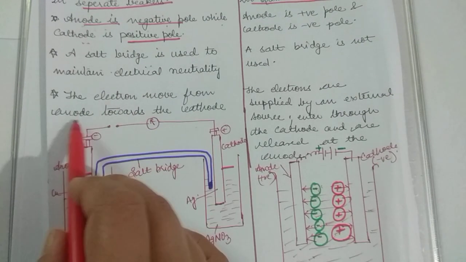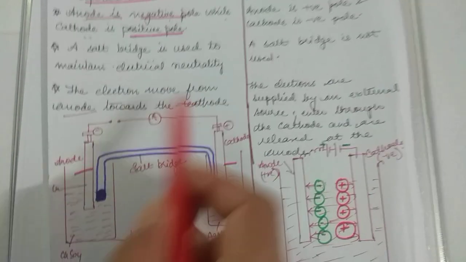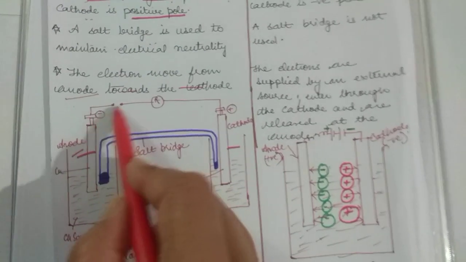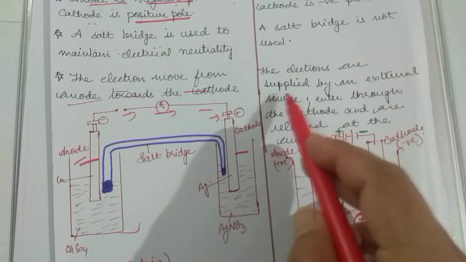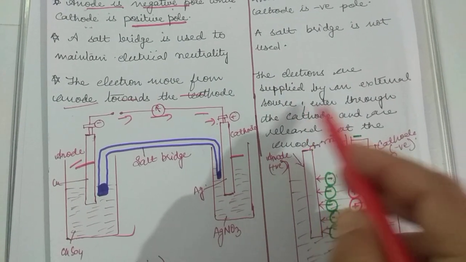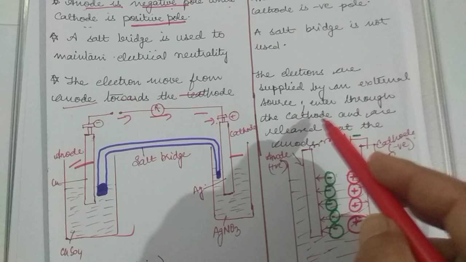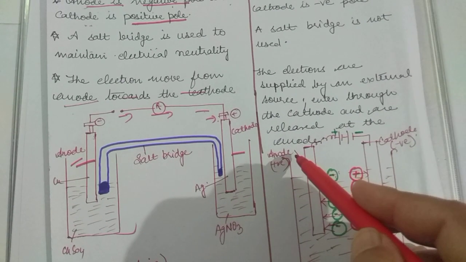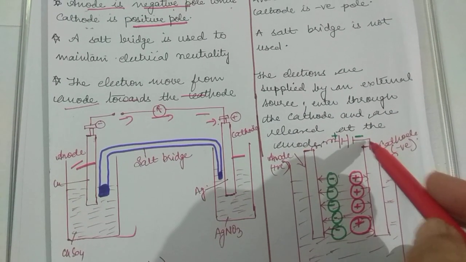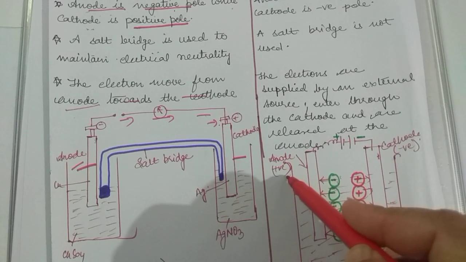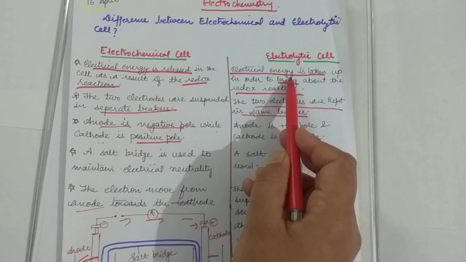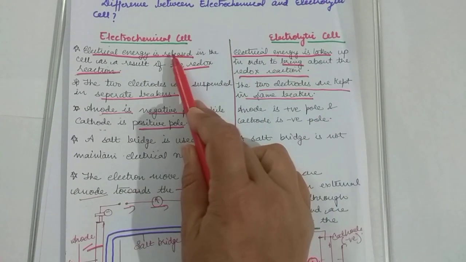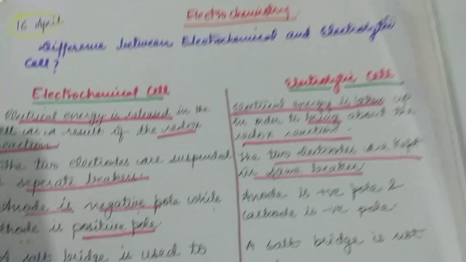Here, the electron moves from anode toward the cathode. Here, electrons are released, so electrons move from anode to cathode. But here, the electrons are supplied by an external source, enter through the cathode and are released at the anode. Just the opposite of electrochemical cell. This is the difference between electrochemical cell and electrolytic cell. Electrolytic cell is just opposite of electrochemical cell.